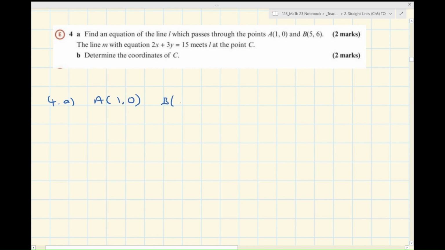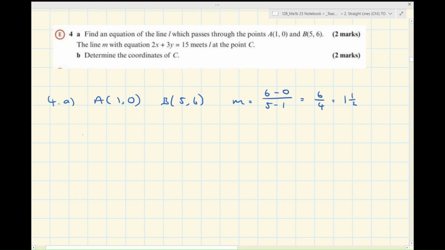To write down the equation of the line, I need to know its gradient. So I'm going to work out the gradient by doing the rise, the difference in the y coordinates, over the difference in the x. I'm going to do B minus A. So the rise is 6 minus 0, and the run is 5 minus 1. So the gradient is 6 over 4, 1.5.